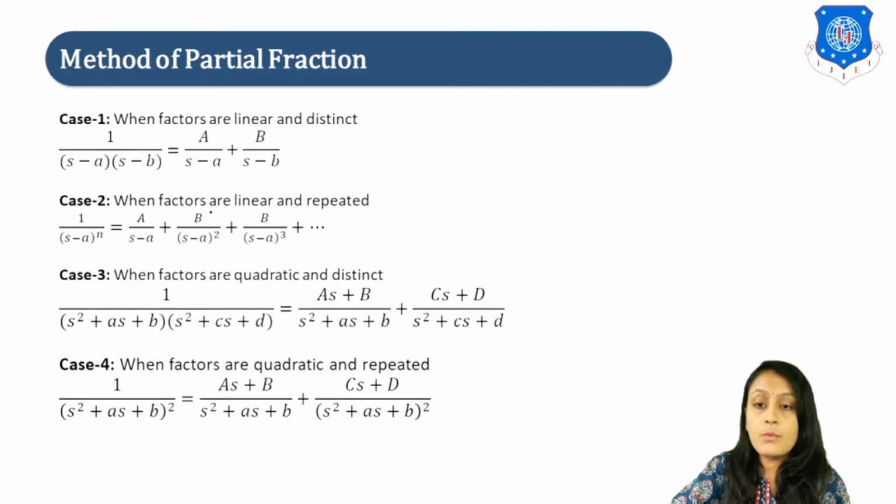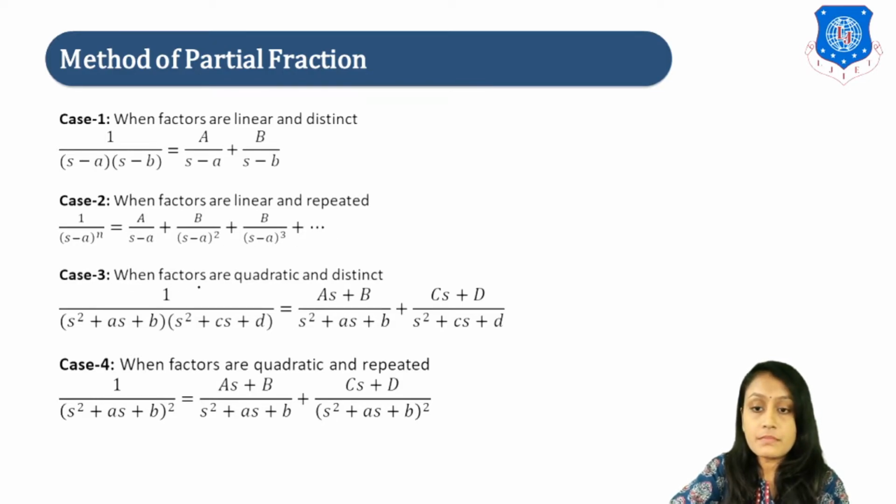Now when the roots are linear and repeated, so the roots are linear. Whenever we have the power of s is 1, it is called linear. So here we have the linear roots and they are repeating. So we will write this as A upon s minus a plus B upon (s minus a) whole square plus so on. Now if we have suppose a cube, we have to go up to 3. If we have power 4, we have to go up to power 4, like that.